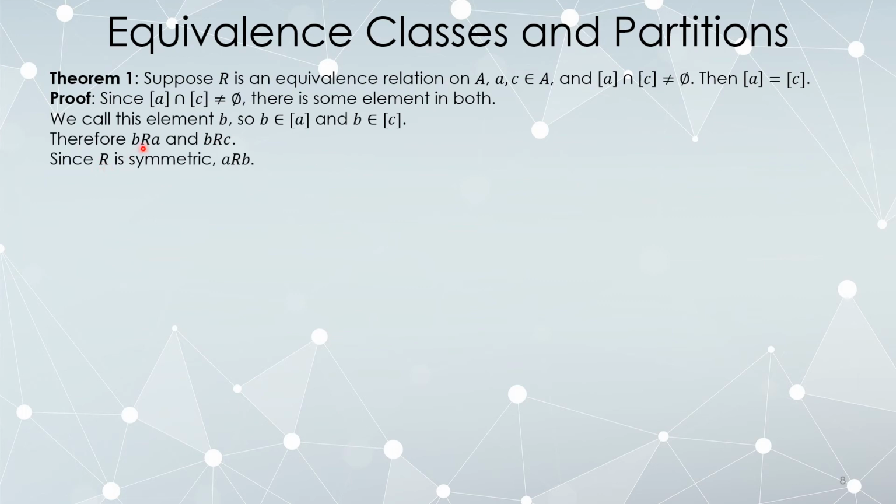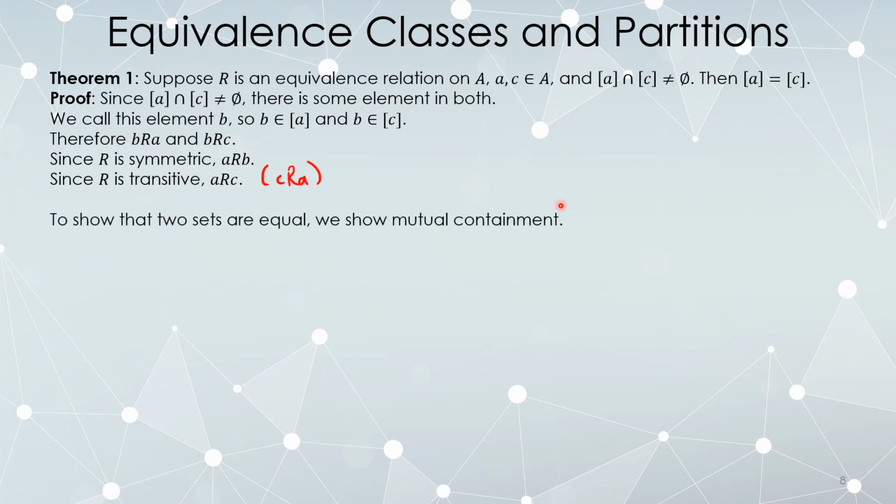But R is symmetric, so if B is related to A, then A is related to B. And R is transitive, so if A is related to B and B is related to C, well then A is related to C. I would also point out that since R is symmetric, if A is related to C, then C is also related to A.